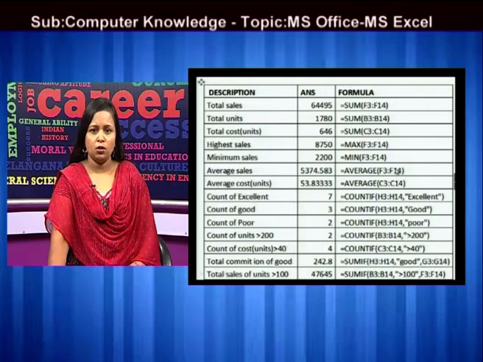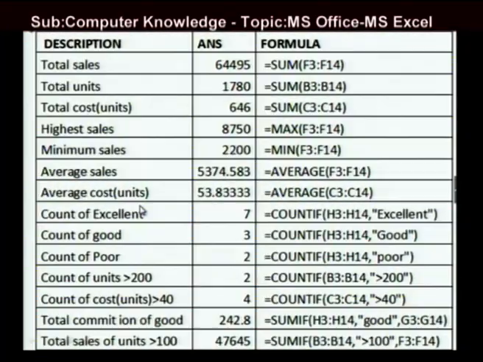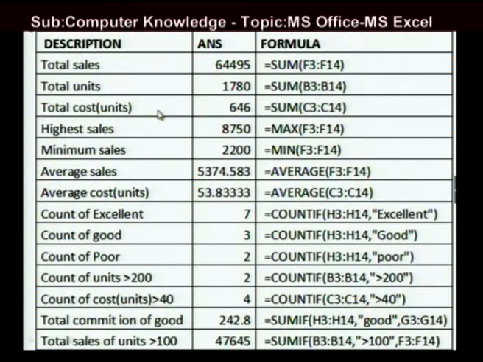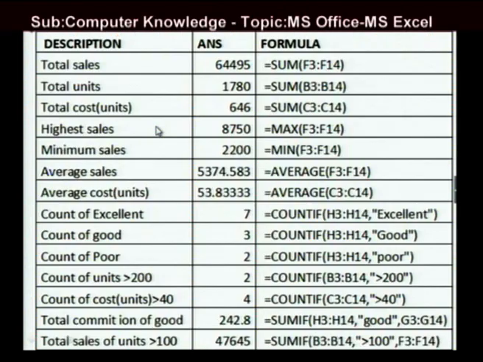53.2. Next, average. After average is average cost. The cost of average we have to calculate. C3 is to C14. Cost consists of the C column. So, C3 is to C14. This average calculation is equal to average of C3 is to C14.